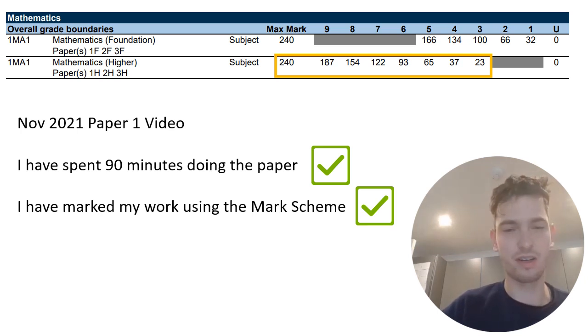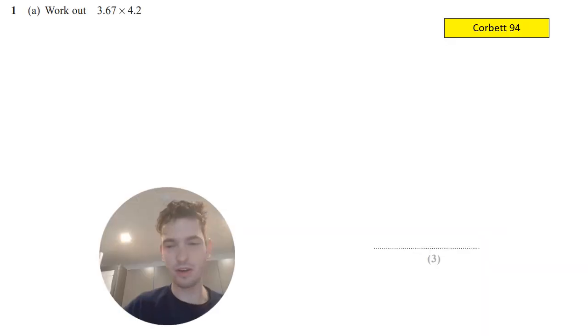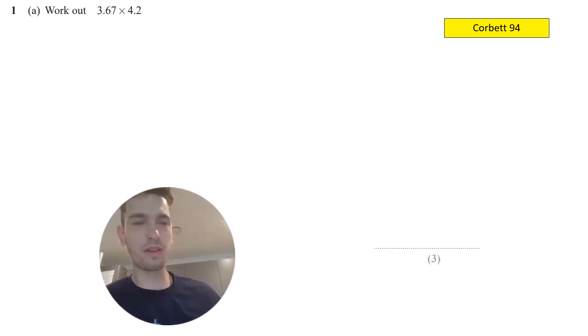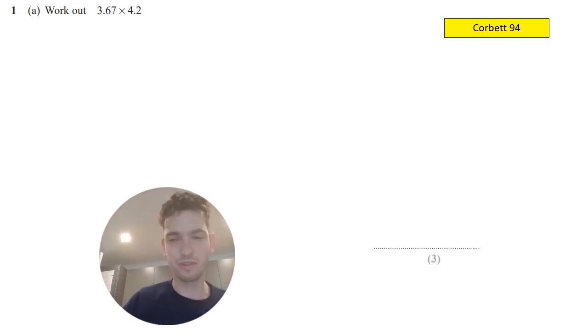Let's start off with question number 1. This paper starts off with multiplying two decimals. It's really easy to make a mistake here, and it's well worth you practicing for 10-15 minutes some of these calculations. You can go to Corbett, or you can just make up your own examples, but let's go through this question.